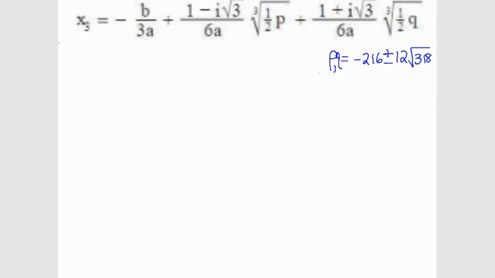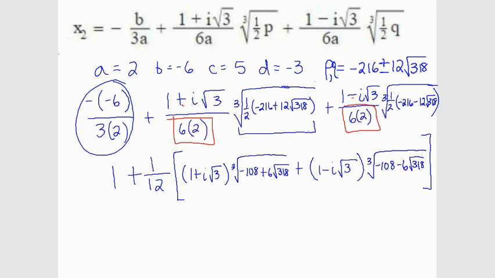Now, here we have something very similar to what we're dealing with on the previous page. What are we ultimately looking at that's different? We got a negative here and a plus here. But notice we got the cube root of 1/2 p, the cube root of 1/2 q. We still have the 6a here, the 6a here, and the negative b over 3a here. So if we go back, we're effectively going to get this solution, except this will become a minus and this will become a plus. So let's go ahead and I'll really quickly write that out.